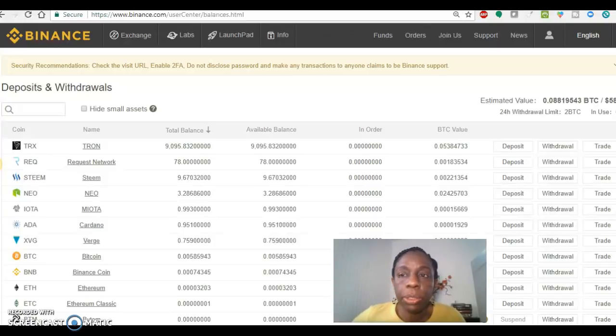So I want to show you how I'm using Binance. Binance is a cryptocurrency exchange. If you don't have a Binance account, you can open one for free, and I have left a link in the description box below that will take you straight to Binance, and you'll be able to open your very own Binance account today.